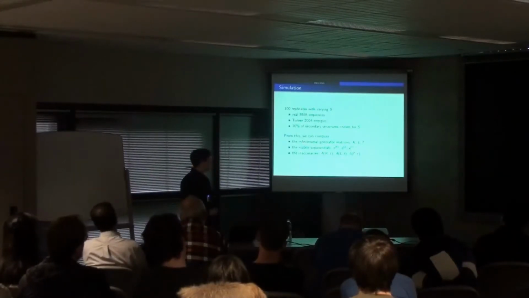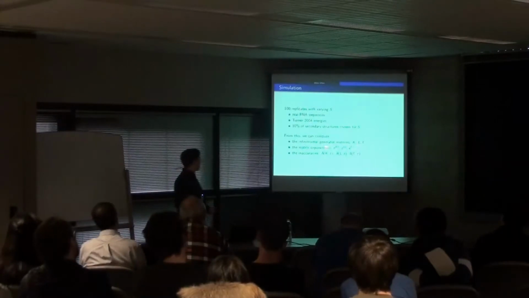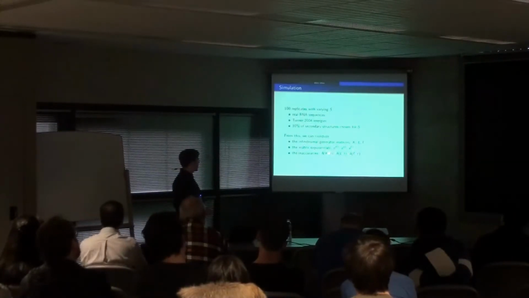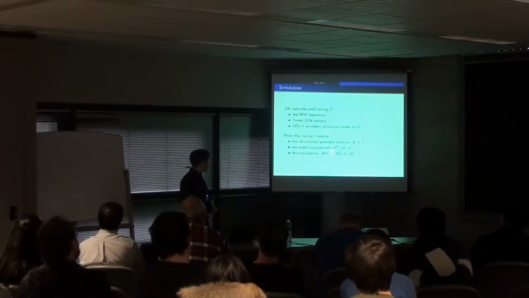So from this kind of simulation, we get all the values that we need to know. We get K, L, gamma, the matrix exponentials of them, and the inaccuracies of all of these. Of course, I should note that the inaccuracy of K is just 0.